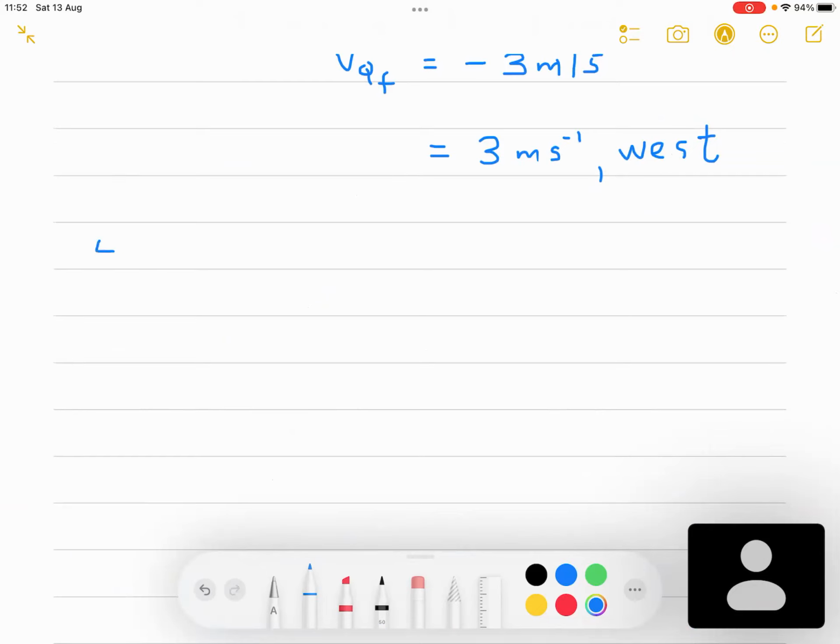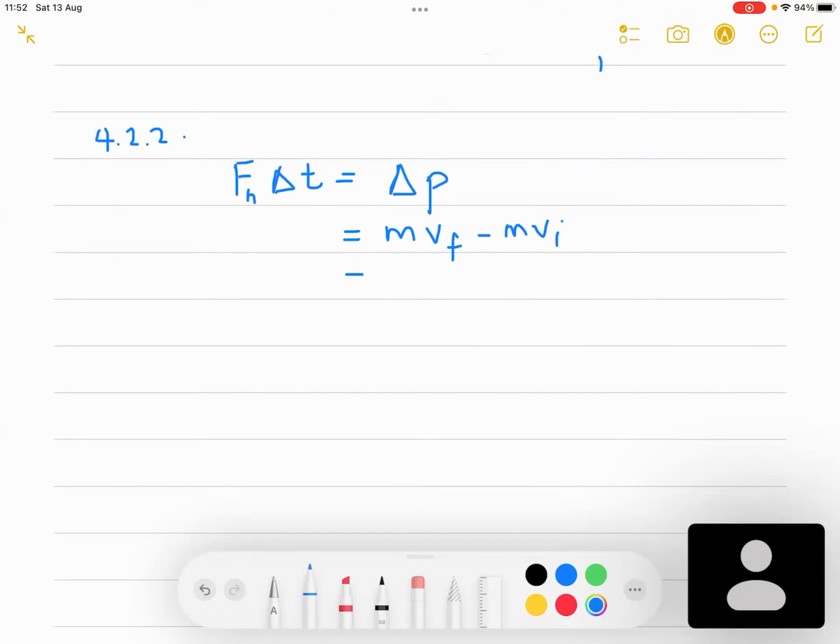So that's 4.2.2. So we're asked to find the impulse on ball P. So we write the equation out as F net delta T is equal to delta P, and then we can rewrite that as M VF minus M VI. I'm writing it out in this first example, so we won't write it out in the following ones. You could also just write it as M into VF minus VI. Okay? So if you are familiar with it and you're just writing the third step initially, that's fine. Okay, so that is what the impulse is equal to.